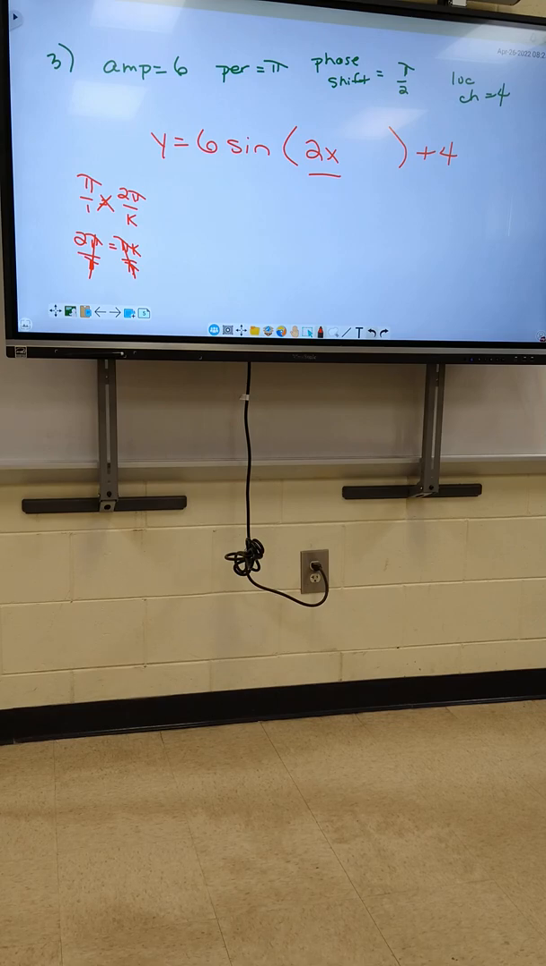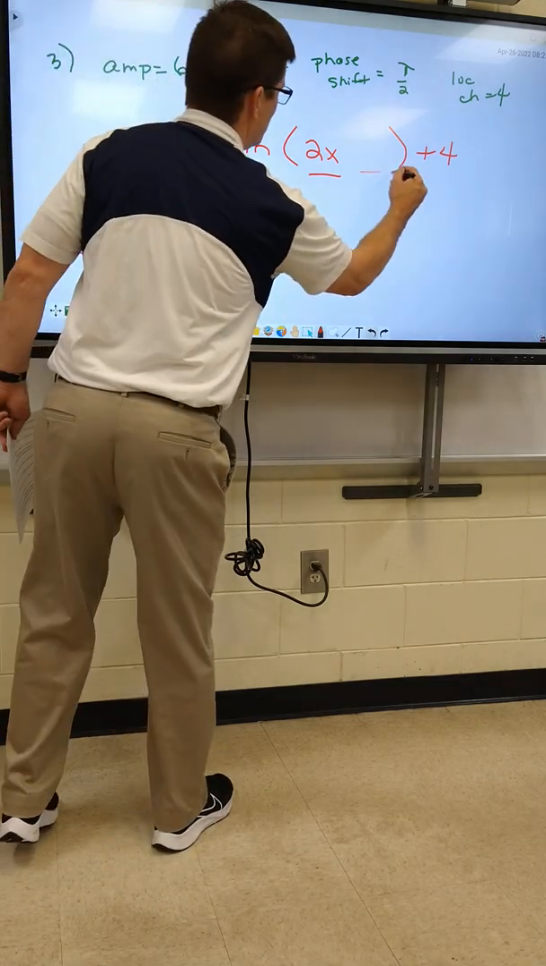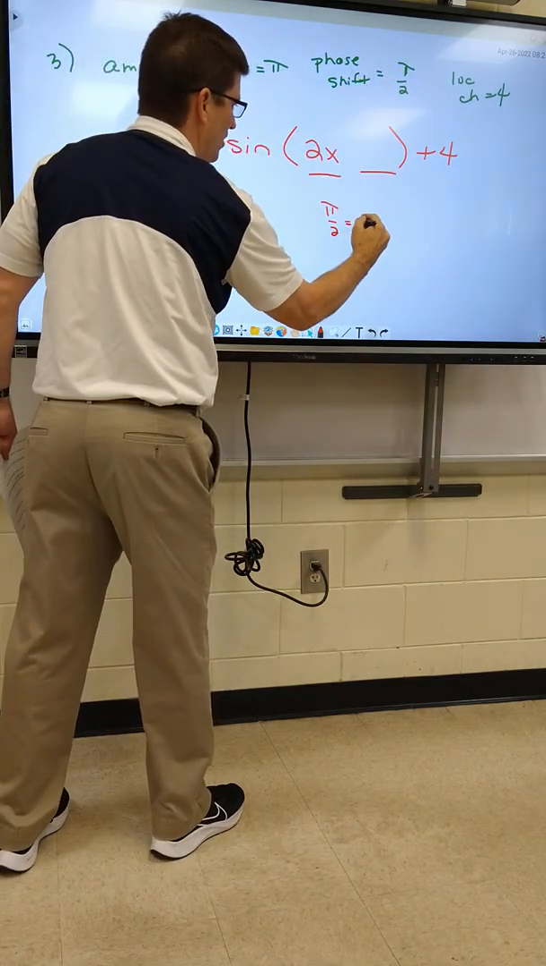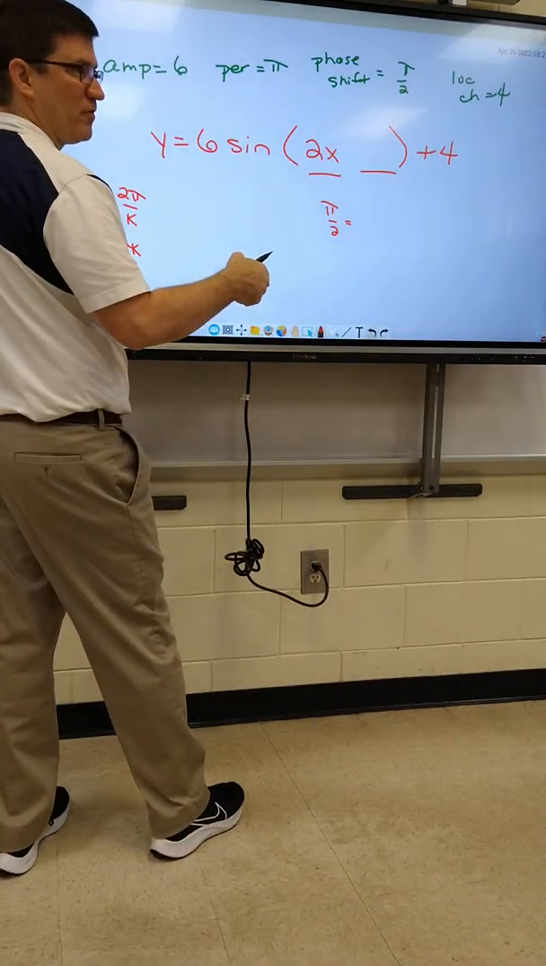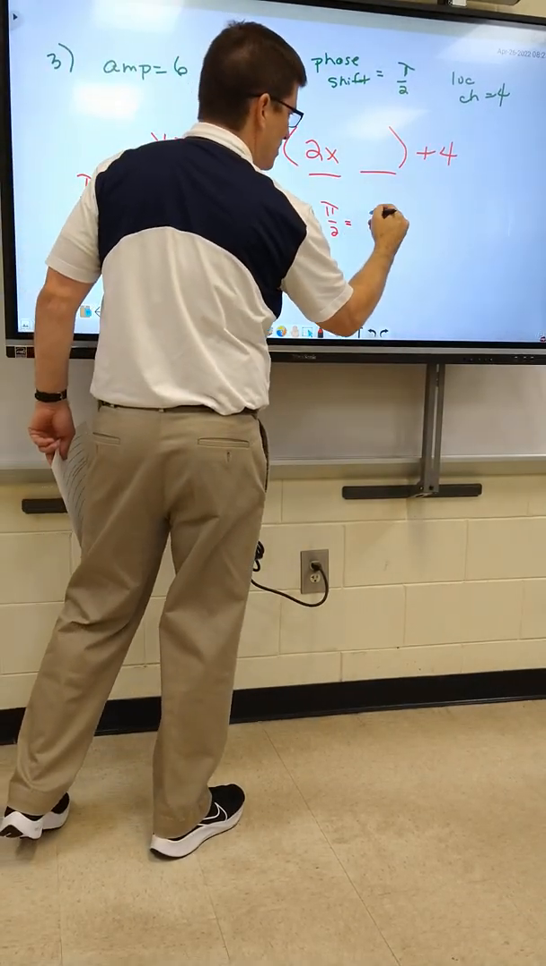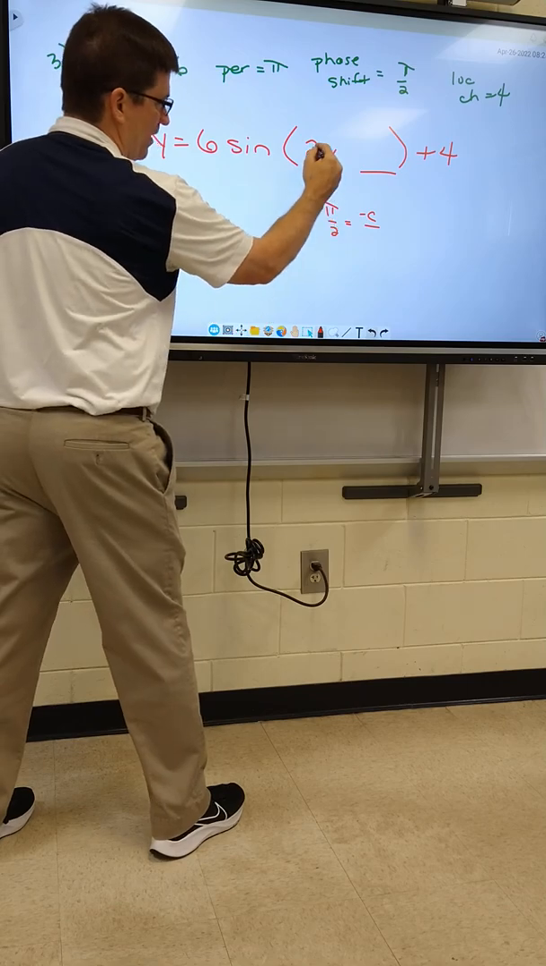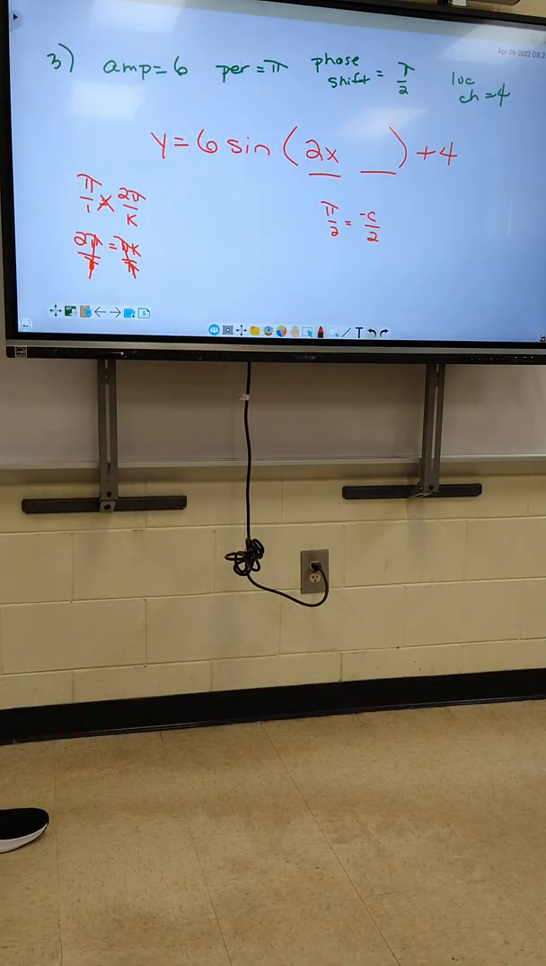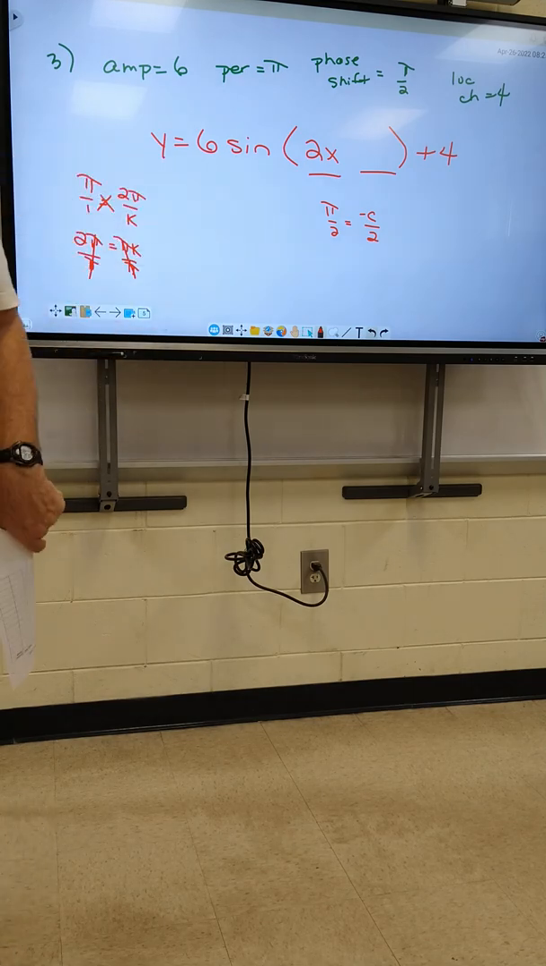All right, so now for the other spot in the parentheses, you take the phase shift that they give you, which is pi over 2. You set that equal to your formula for phase shift, which is negative c over k. And Trey, we already found out 2 equals k, so I put 2 right there. Now cross multiply and divide that. Let's see what you get.